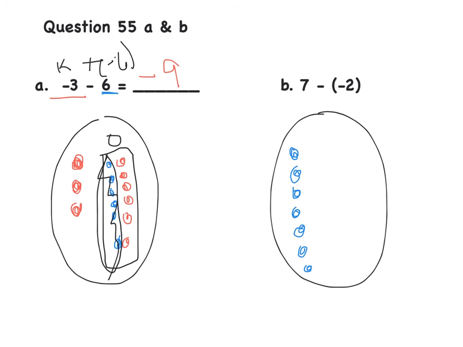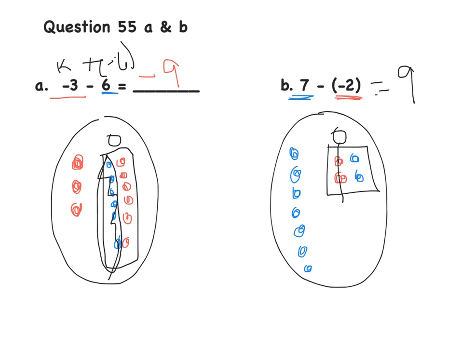So in this next one, this time I have 7 positives, and I'm subtracting 2 negatives. But as you can see, I don't have 2 negatives. So if I add 2 negatives, that changes the problem. So I also have to add 2 positives because this is a 0 pair. So technically, I didn't change the problem. It's still 7 positives if I combine all that. But now I can take away 2 negatives. So if I take these 2 negatives away, I will be left with the answer of a +9.